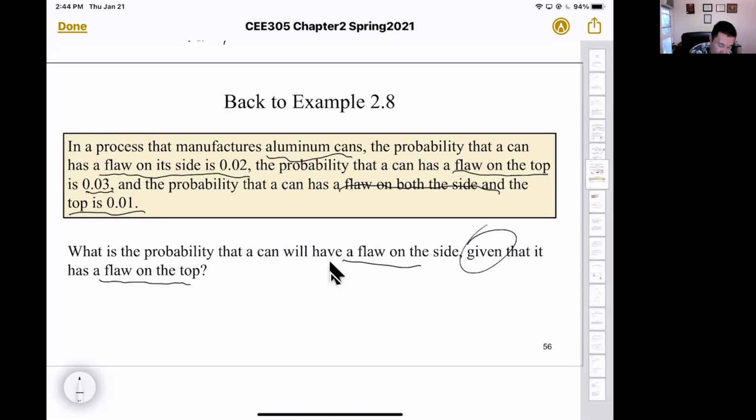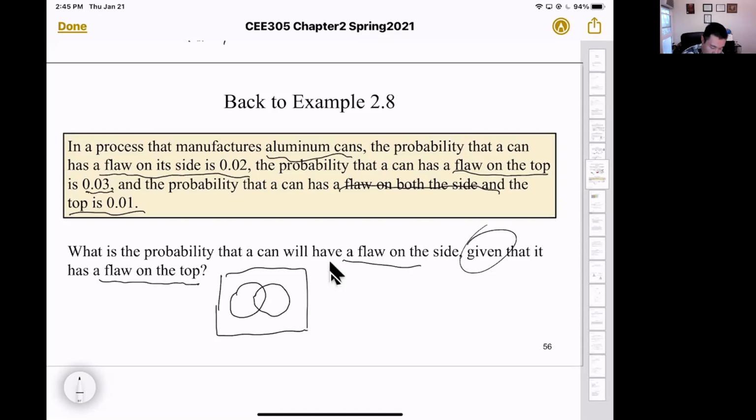So what is the probability that a can will have a flaw on the side given it has a flaw on the top? Looking for the word given. So given is the condition. So under the condition the can has a flaw on the top, the question is asking what is the flaw on the side. So again, we can use the chart and the equation to figure that out.